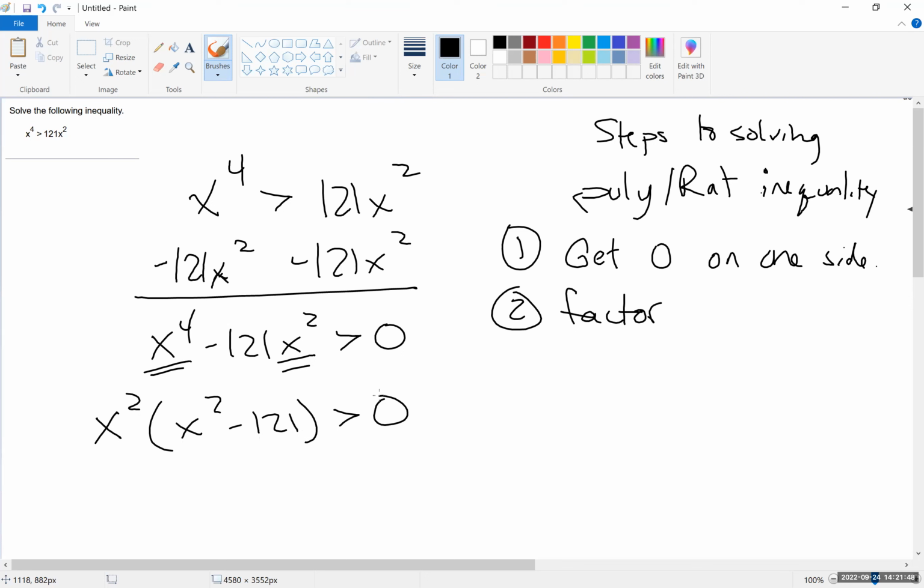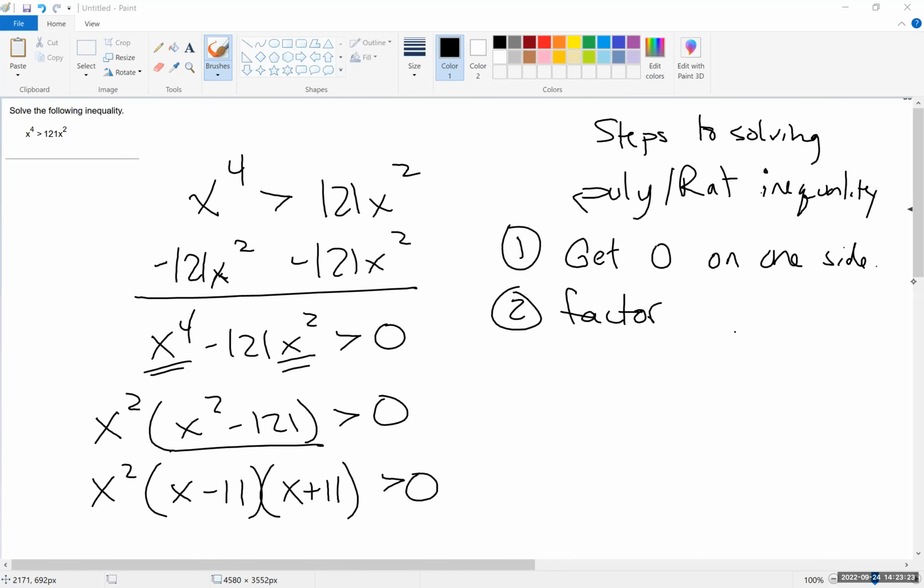Now we can talk about how x squared minus 121 is a difference of squares. The x squared stays the same, and the x squared minus 121 turns into x minus 12, not 12, it's 11. x minus 11 times x plus 11, and that's going to be greater than 0. I'm going to pause here to see if there are questions up to this.